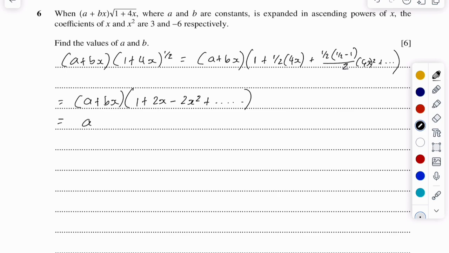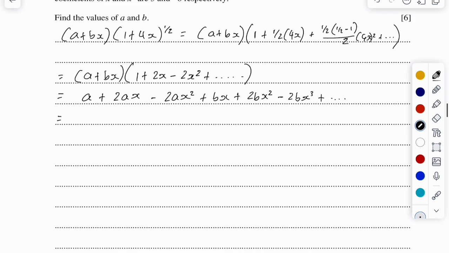If we multiply this out, what we get is a plus 2ax minus 2ax squared plus bx plus 2bx squared minus 2bx cubed, which results in a plus (2a plus b)x plus (2b minus 2a)x squared minus 2bx cubed. Perfect.